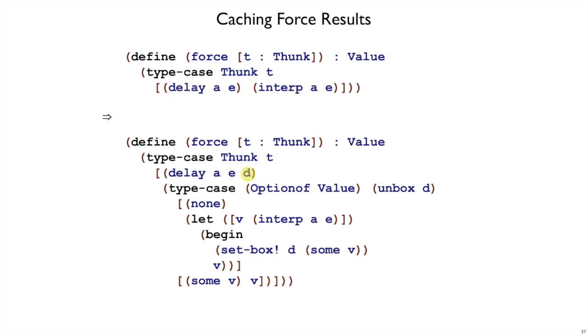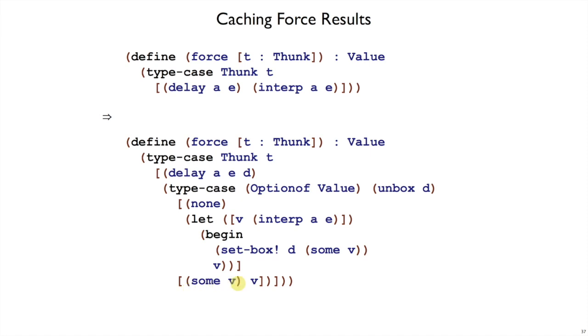So the way force should work is it should look inside that box. If it doesn't find a value there yet, it should do the interp as before. But this time, before returning that value right away, it should store that value inside the box that's inside the delay. That way, next time, when the same thunk comes in, we will find a some there with the value that we computed before.